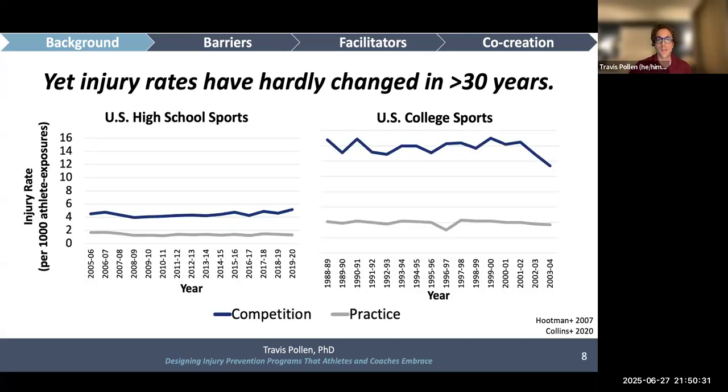Yet, what we see is that injury rates have hardly changed over the last 30 years. These plots show injury rates for high school and college sports, each across 15-year periods, and you can see that they're pretty much flatlined through those time periods.